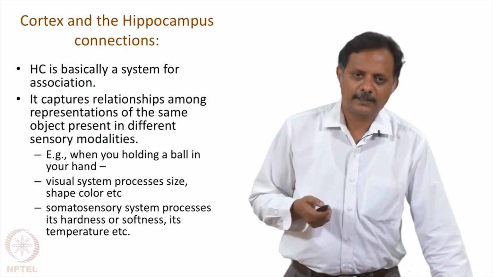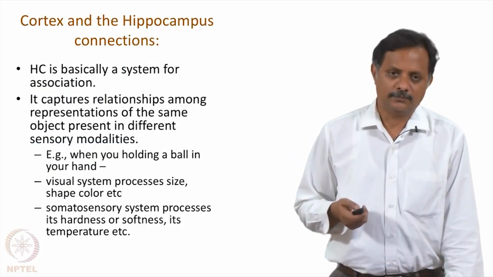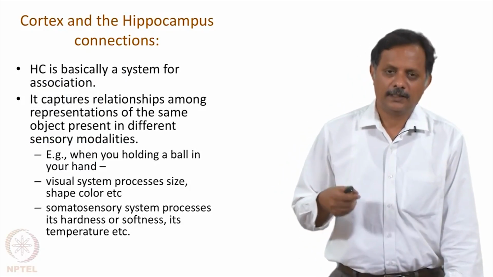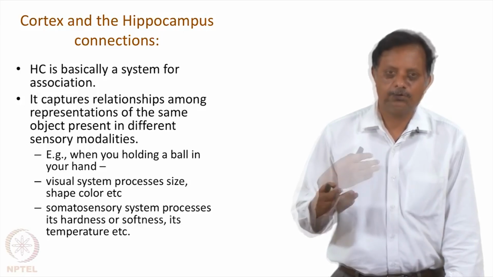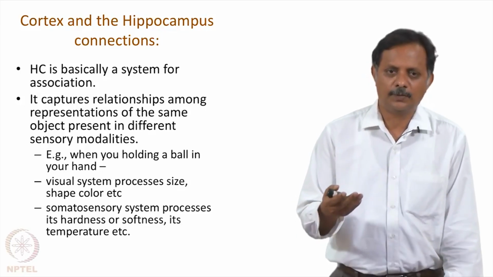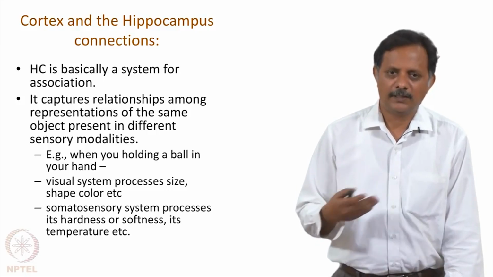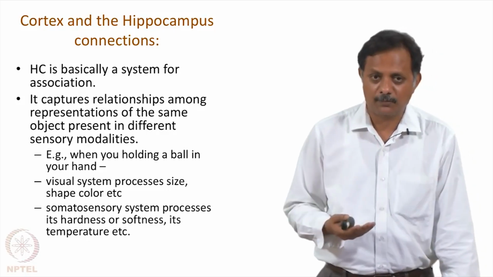So, hippocampus is basically a system for association. It associates different features or different properties of an object. So, very often when you experience an object, when you receive the sensory information from an object, this information can be in multiple sensory modalities.